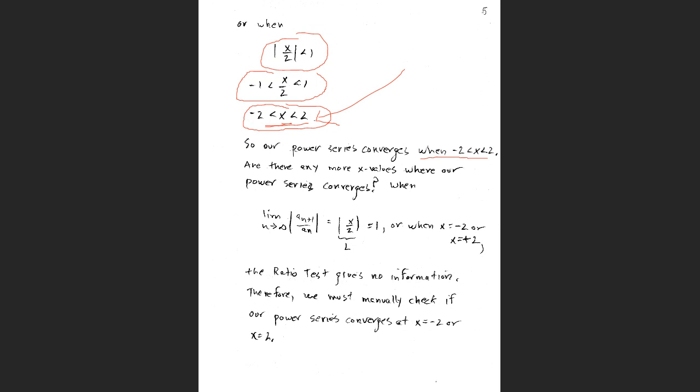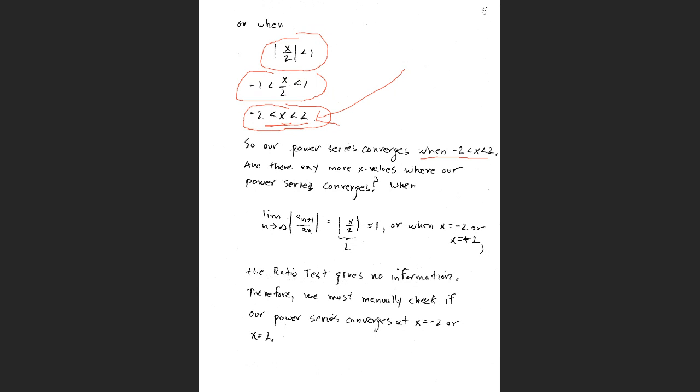Where does the value 1 come from? Well, it has to do with a geometric series. A geometric series has a common ratio, and if the common ratio is less than 1, the geometric series converges. If the common ratio for the geometric series is greater than 1, the geometric series diverges.